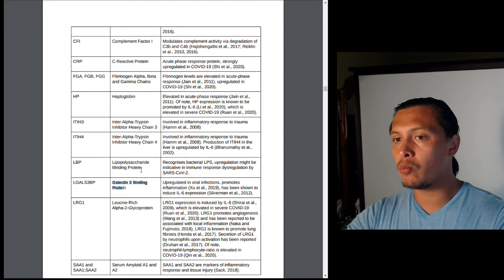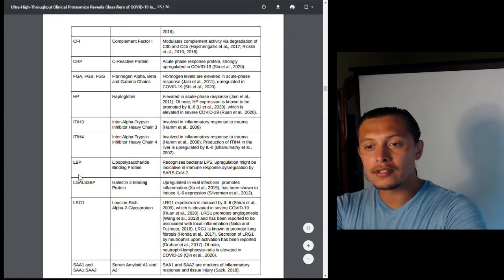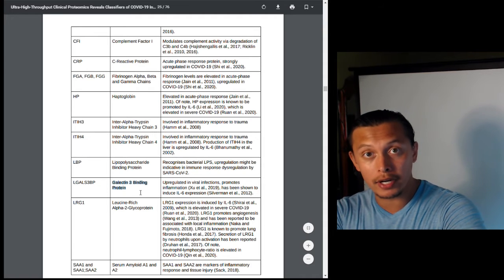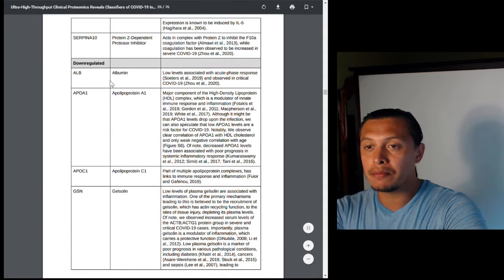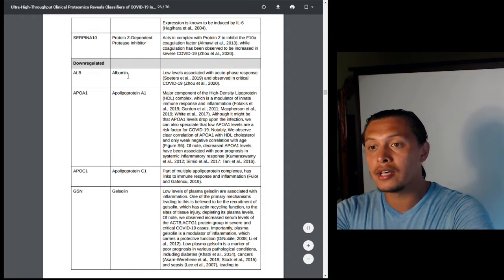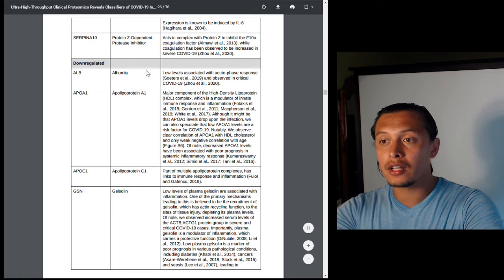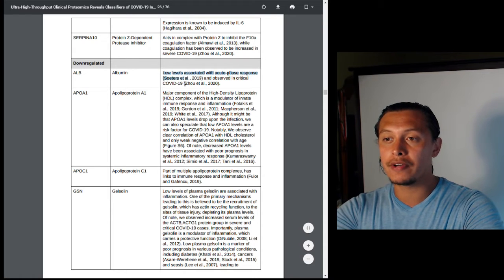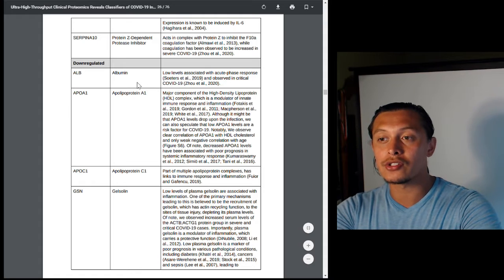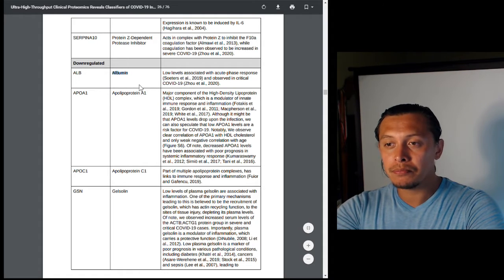So what I want to do now is talk about how this Galectin-3 binding protein was upregulated, but I also want you to keep an eye on this albumin. This albumin is downregulated, and low levels are associated with acute phase responses and observed in critical COVID-19 patients. So what is albumin again?